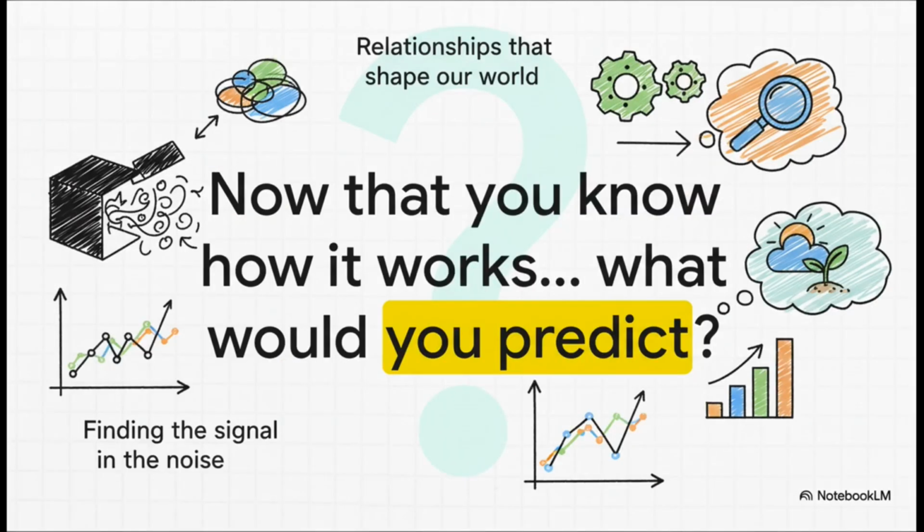So, at the end of the day, regression isn't some scary black box. It's a logical, powerful, and honestly, a pretty intuitive way to find the signal in the noise. It helps us understand the hidden relationships that shape our world. So now that you know the basic recipe for prediction, what pattern would you want to uncover? What would you predict?